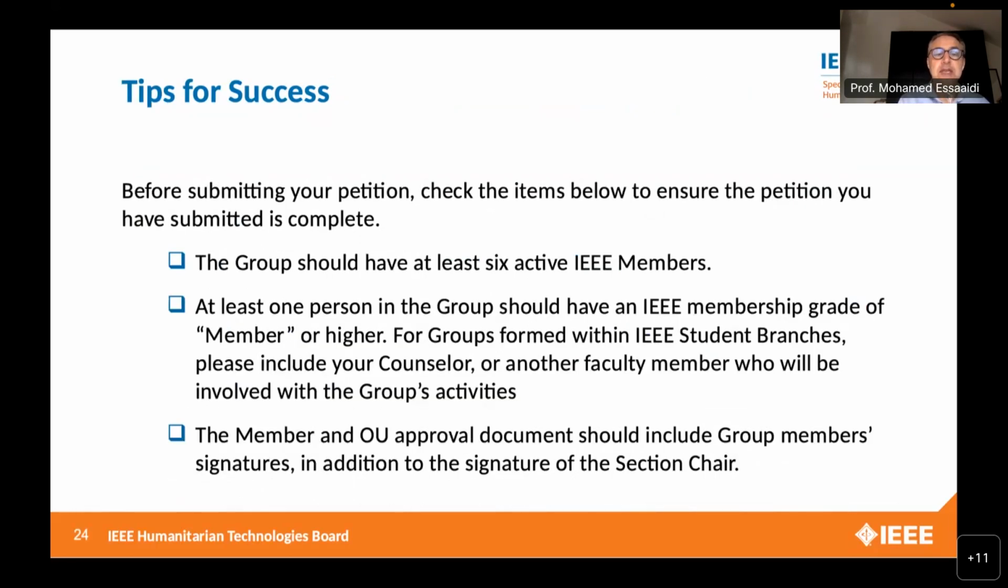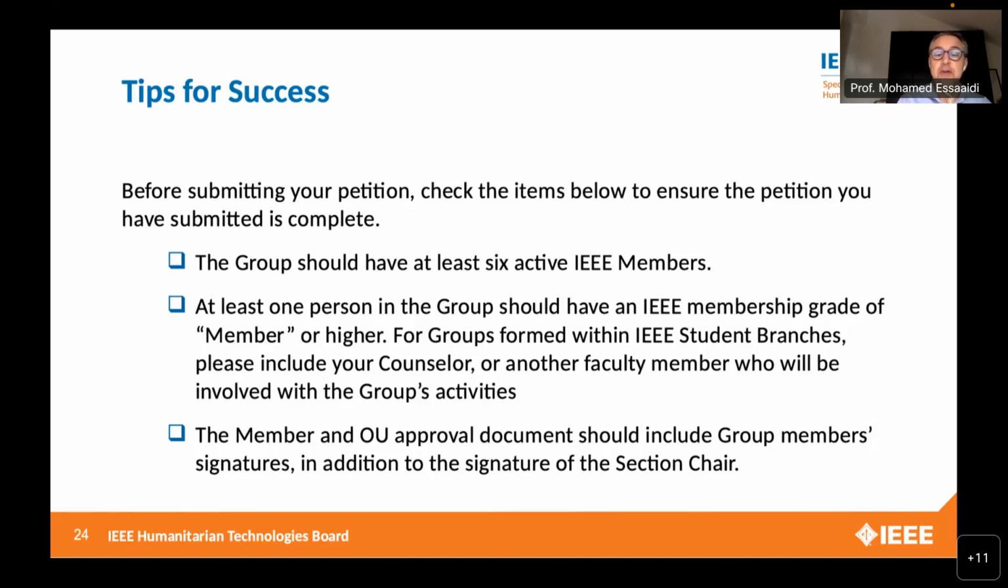So before submitting your petition, check the items below to ensure the petition you have submitted is complete. First one is the group should have at least 6 active IEEE members. This is a very important requirement. At least one person in the group should have an IEEE membership grade. So within the 6 members, of course, we can have student members or graduate student members, but we should have at least one person in the group as a member grade, okay, or higher.